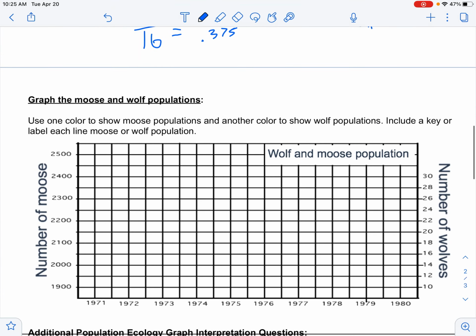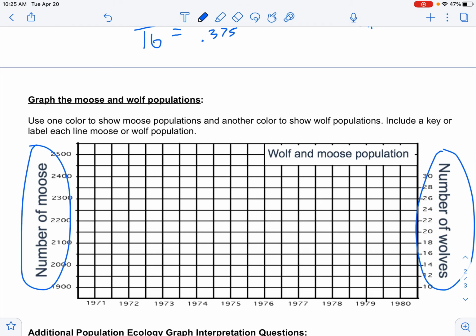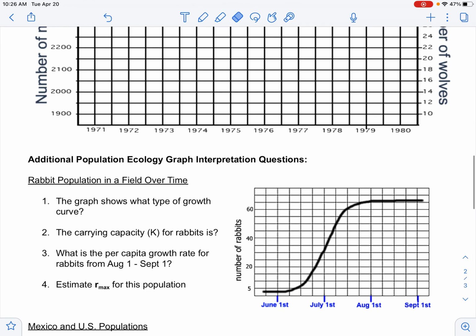All right, and then graph the moose and wolf populations. Just note that there are two different y-axes because the numbers are so different, right? Graphing 10 to 30 for wolves is much different than graphing the 2000s for moose. So this is just a way to get both curves next to each other. Let's go ahead and graph this. Then I'm going to answer these questions here, looking at the curve.